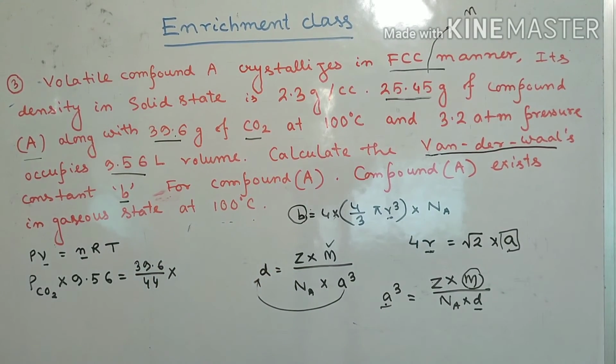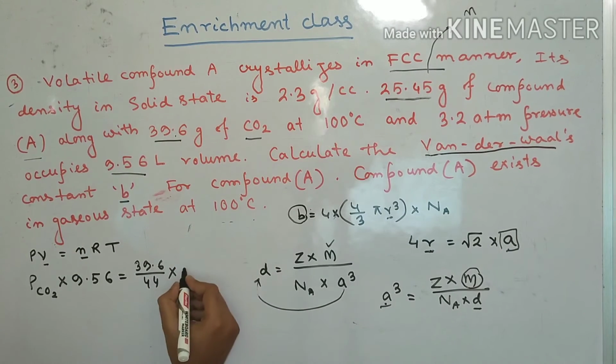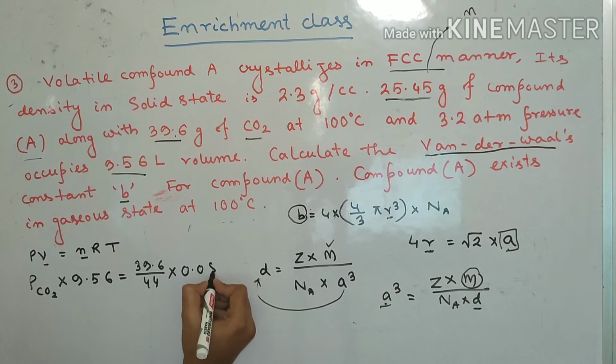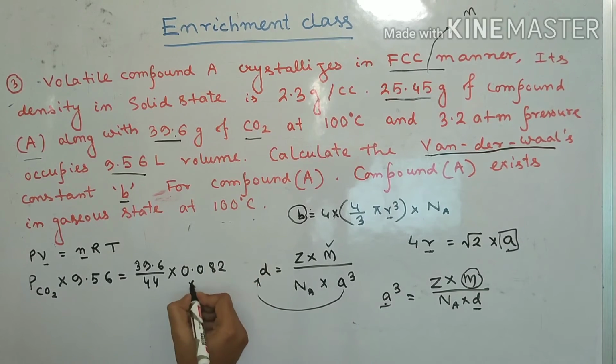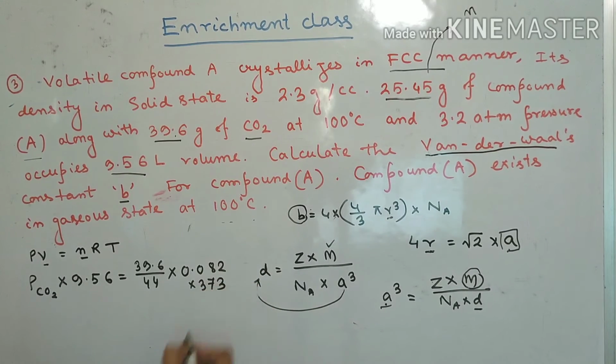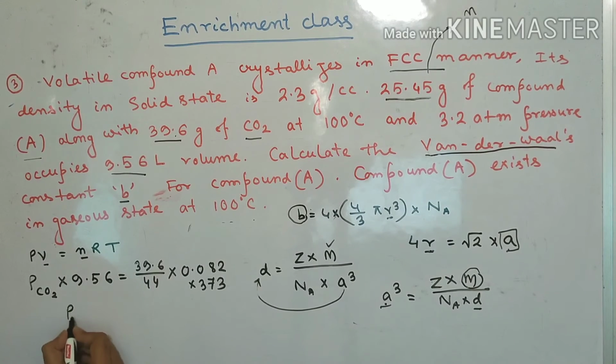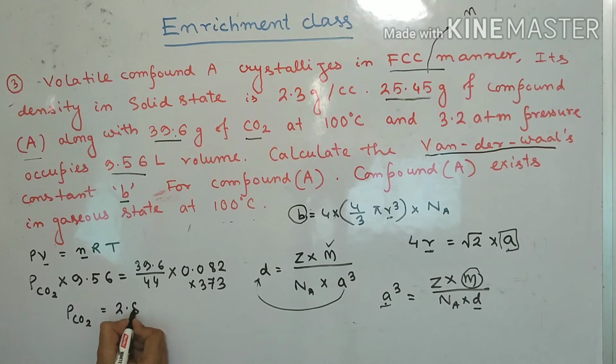into, it is given in liter atmosphere, so we have to put that value only. It should be 0.082 into 373. So we have to calculate this. After calculation, you will be getting P of CO2 is equal to 2.88.